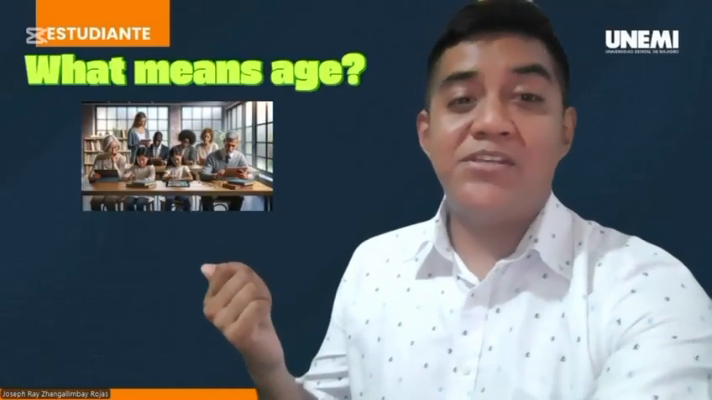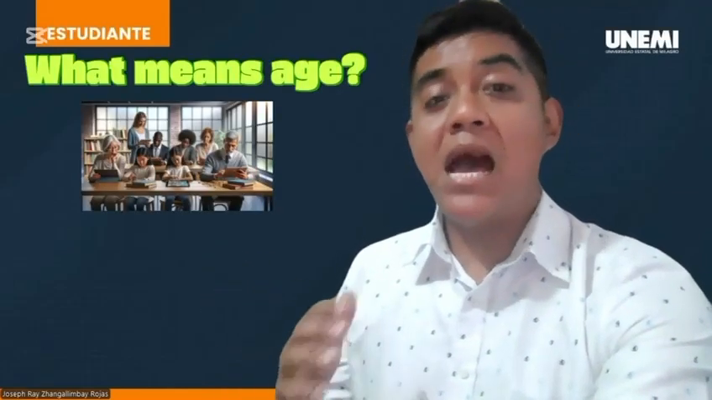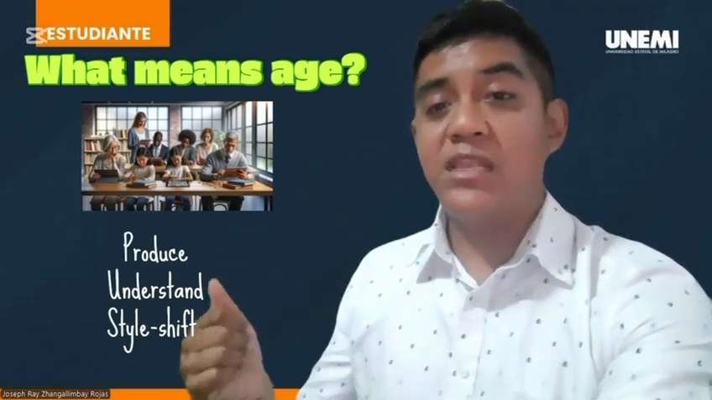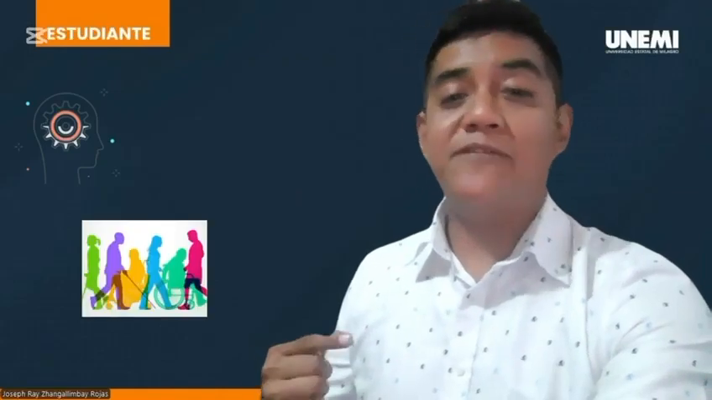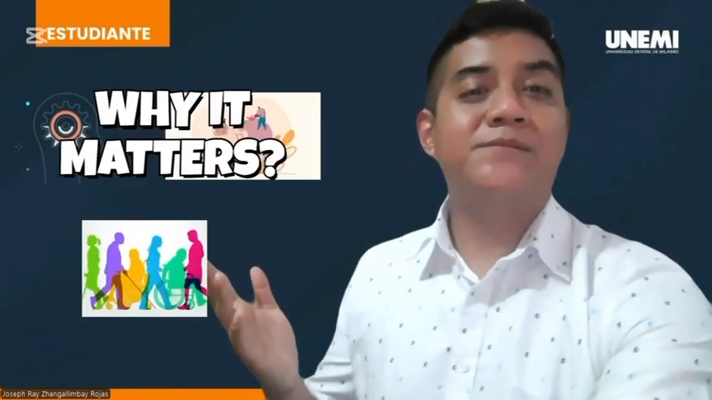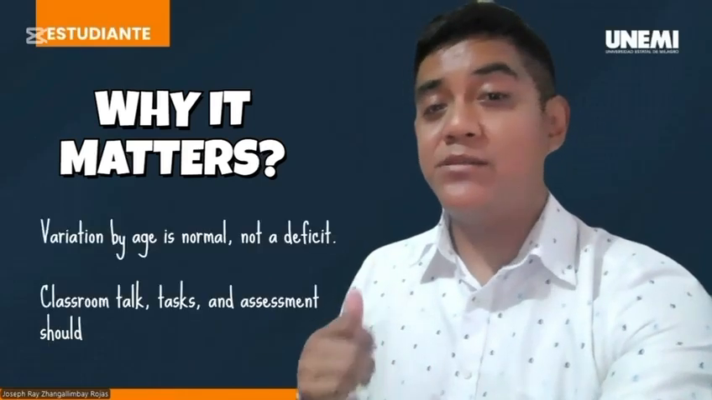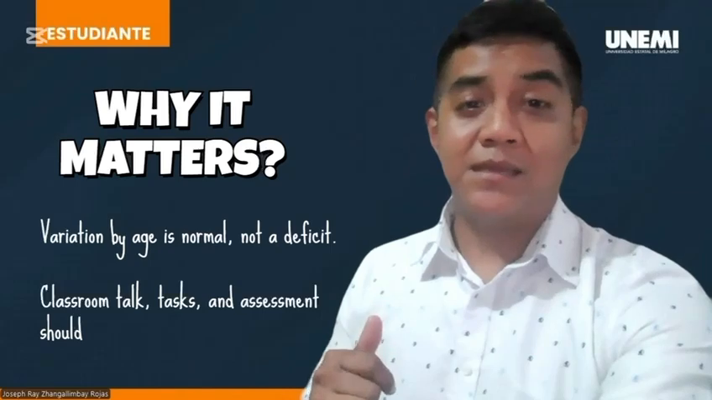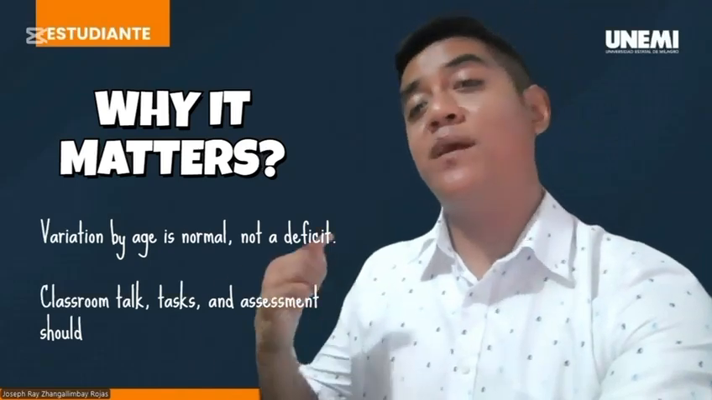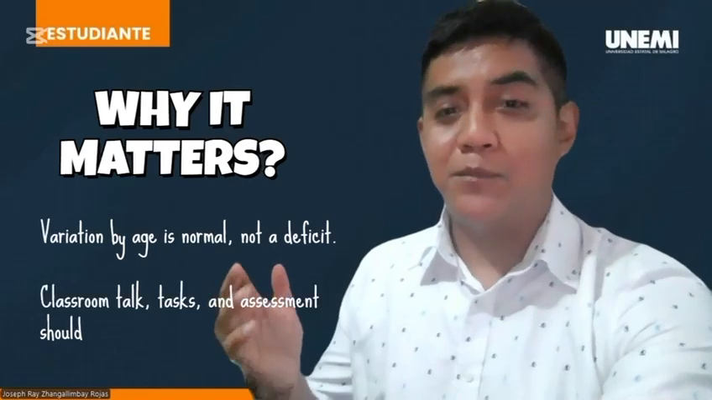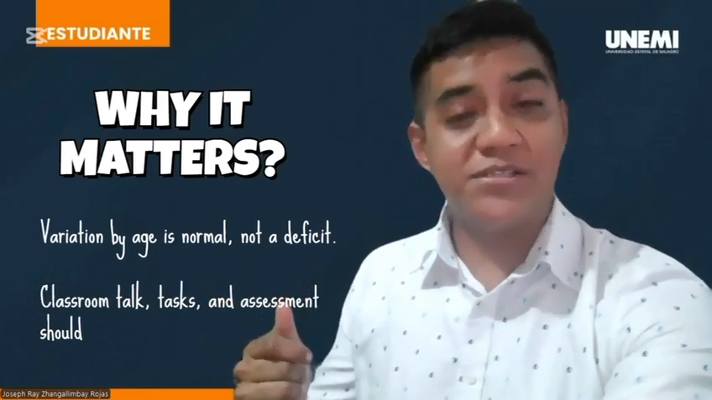But what does age mean? Age shapes how learners produce, understand, and style shift language because cognitive, social, and physiological abilities change across the lifespan. Why does it matter? Variation by age is normal, not a deficit. Classroom talk, tasks, and assessments should match developmental pragmatics: how students manage turn taking, politeness, audience, and register.